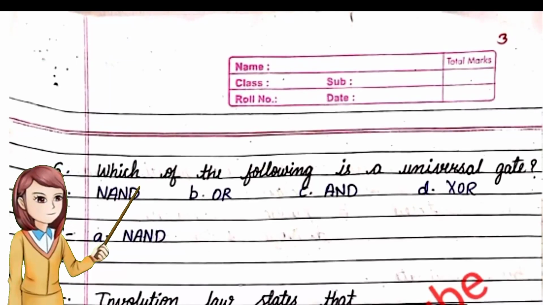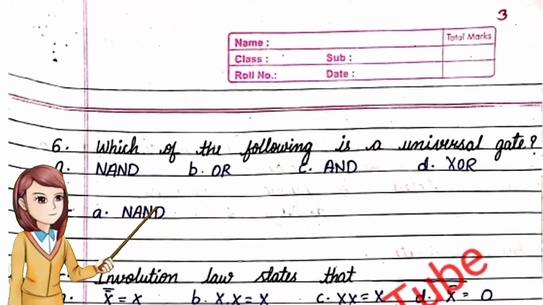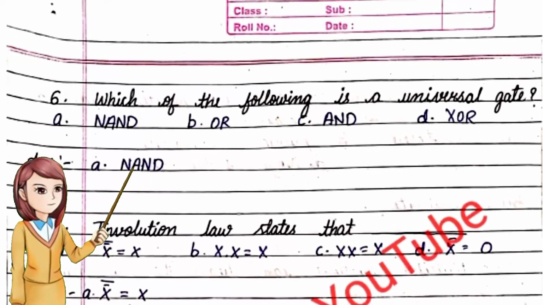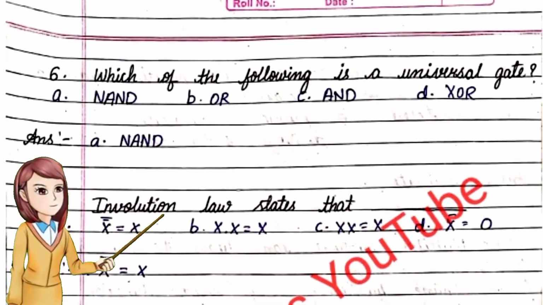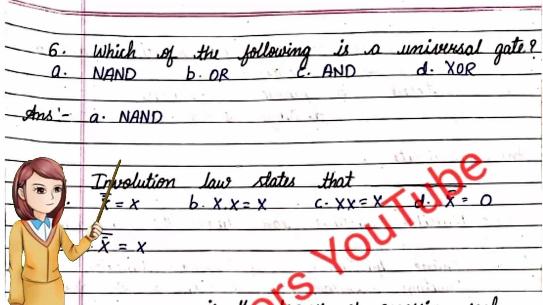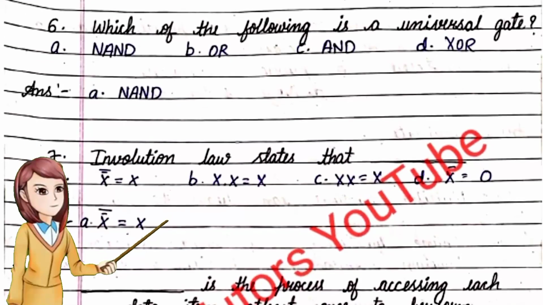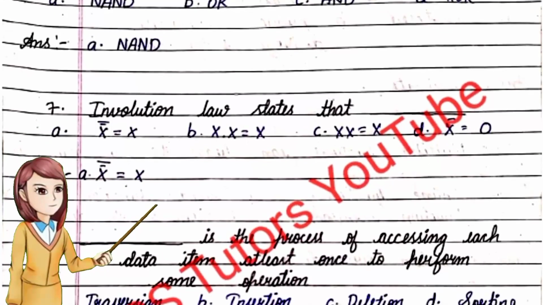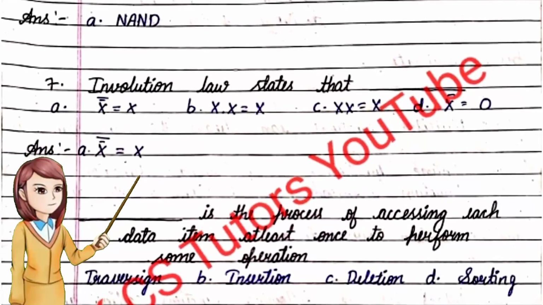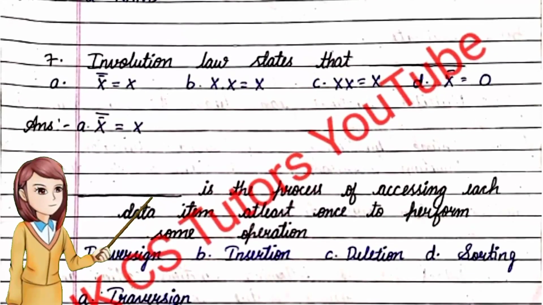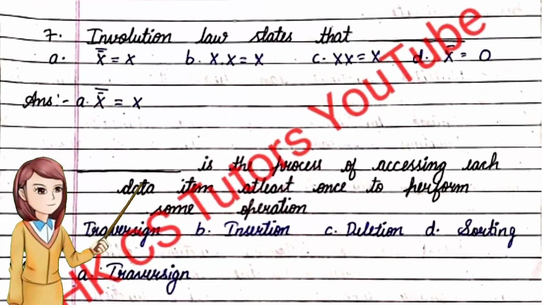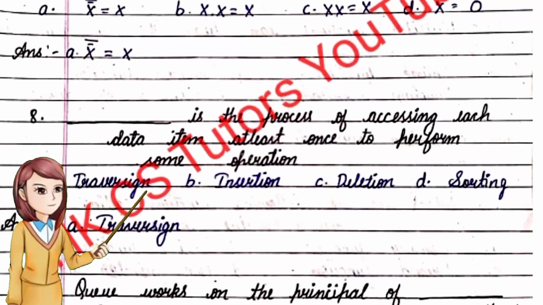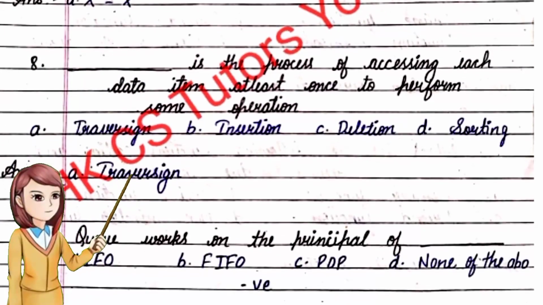Options are given: a, x double bar equals x; b, x into x equals x; c, x into x equals x; d, x bar equals 0. The answer is x double bar equals x. Eighth question, dash is the process of accessing each data item at least once to perform some operations. Options are traversal, insertion, deletion, sorting. The answer is traversal. Ninth one, Queue works on the principle of.